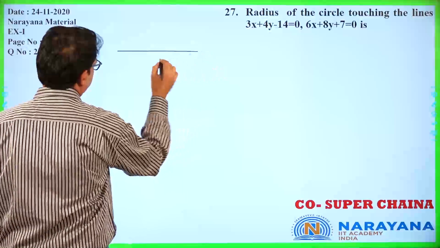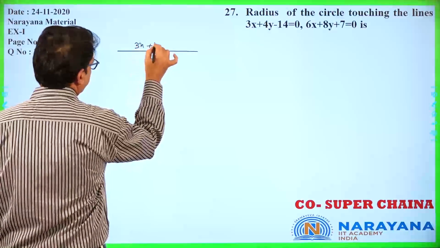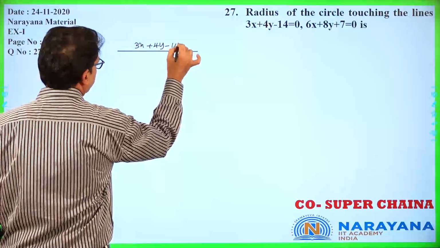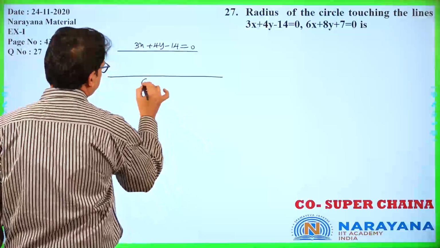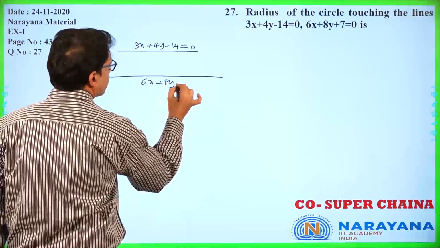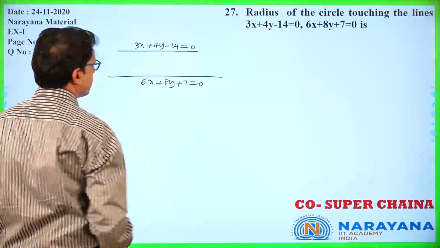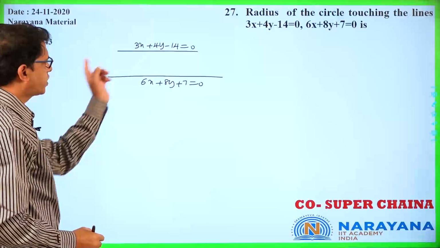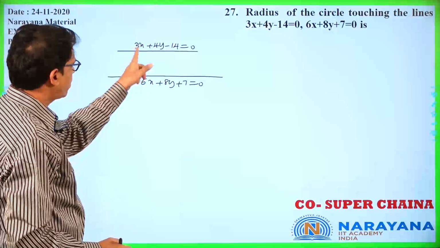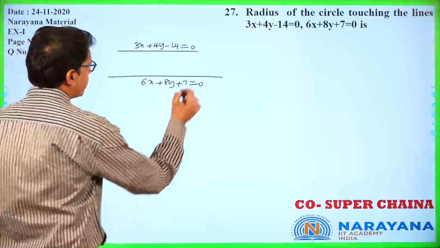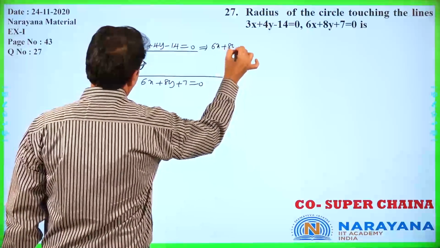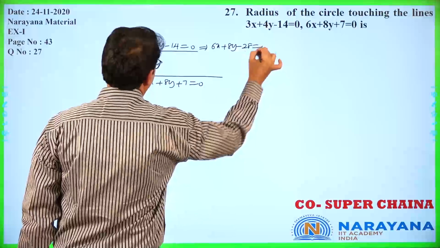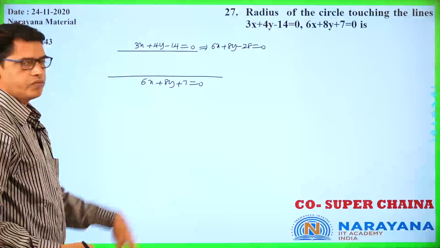So, this is the first line: 3x + 4y - 14 = 0. Second line: 6x + 8y + 7 = 0. Equate the x and y coefficients. The 6 is there, so multiply the first line by 2. If you multiply by 2, what do you get? 6x + 8y - 28 = 0. Here I am multiplying by 2.